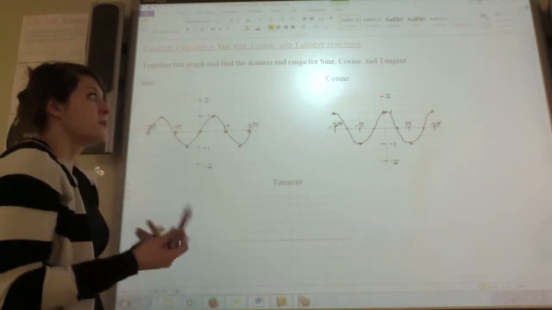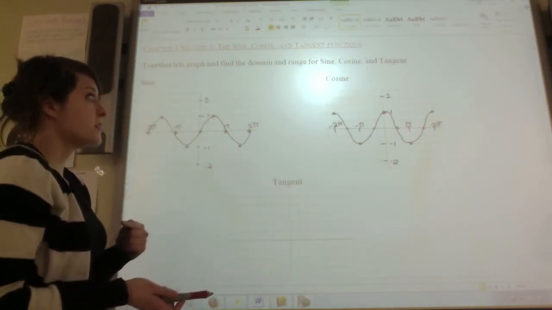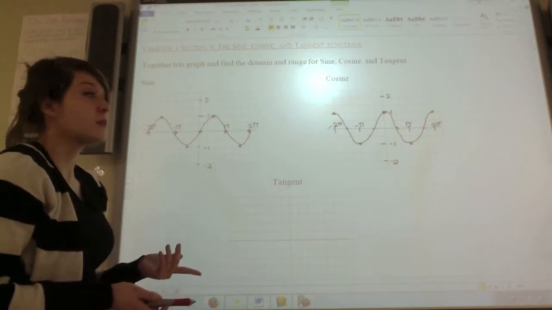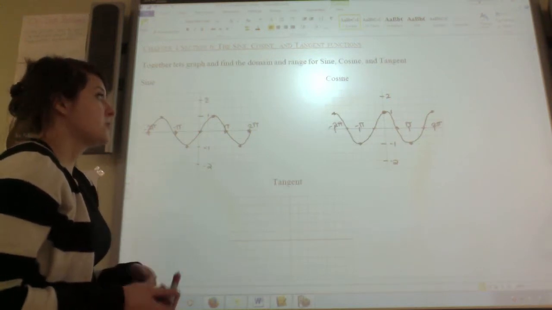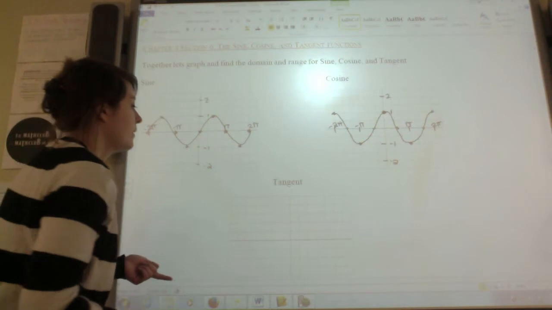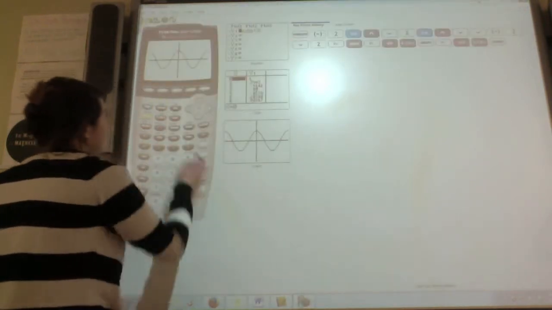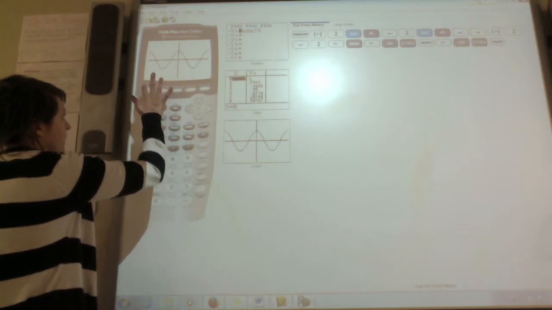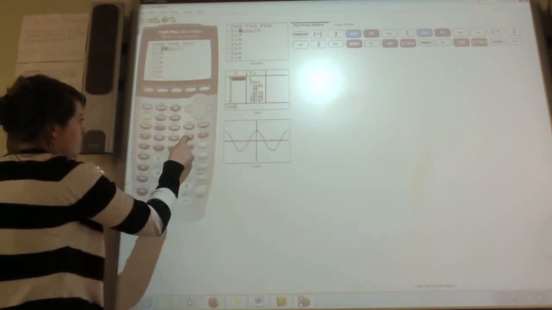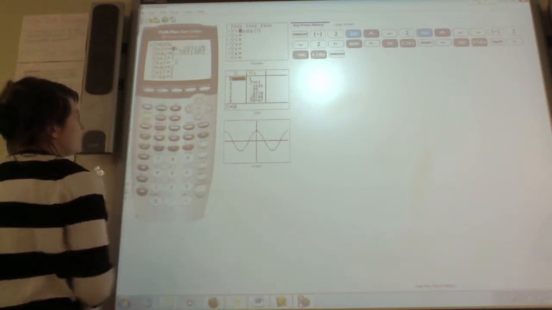Okay, so the domain of sine and cosine is going to be all real numbers, whereas the range is just from -1 to 1. Okay, now your tangent function is a little bit trickier. So I'll just show you how to graph it on here. And I'm just going to change my window.